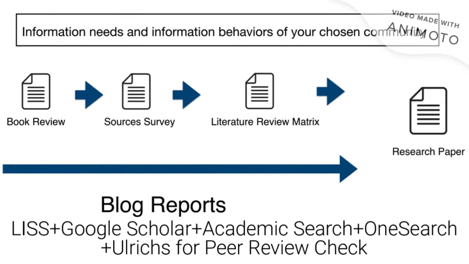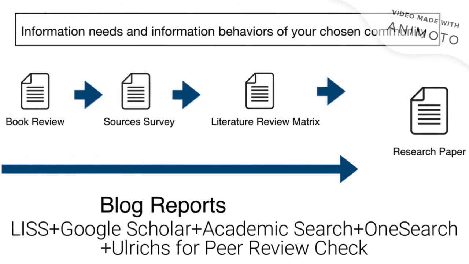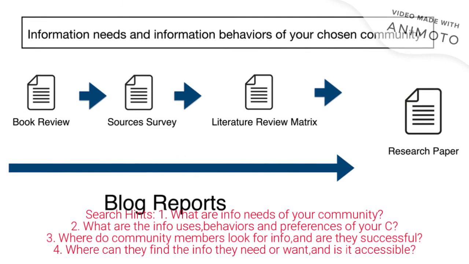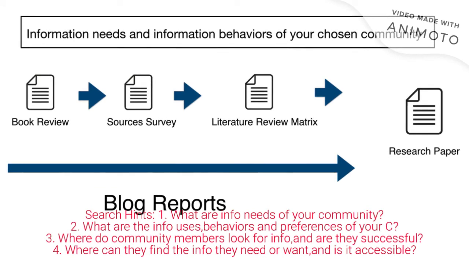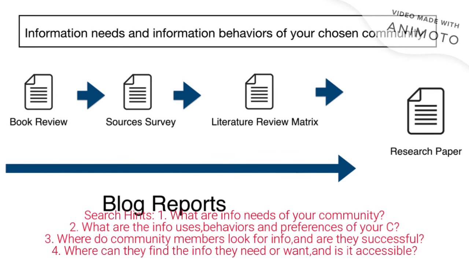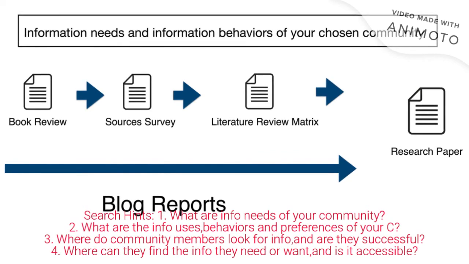And again, this is what you need to keep asking yourself. What are the information needs of my community? What are the information uses, behaviors, and preferences of your community? Where do community members look for information, and are they successful? Where can they find the information they need, and is it accessible? Are there gaps in the information out there? All these will help you in filling out your matrix and your research paper later on.